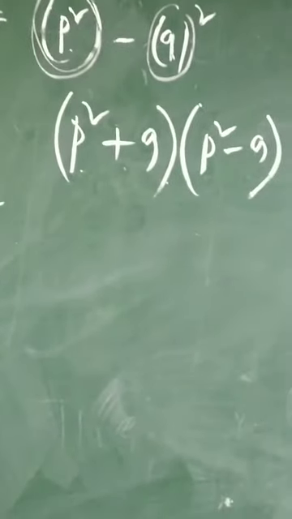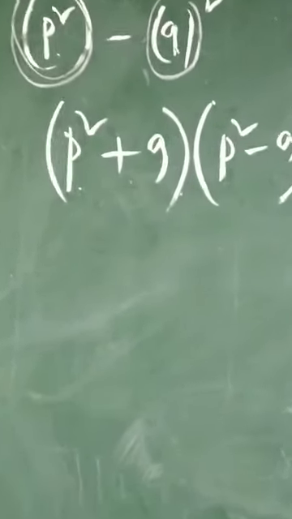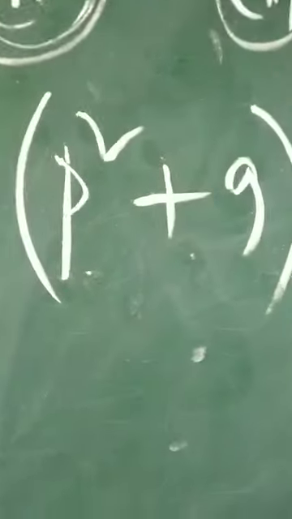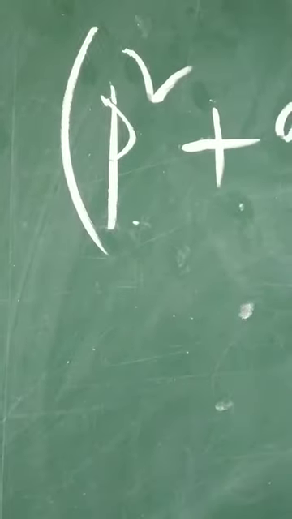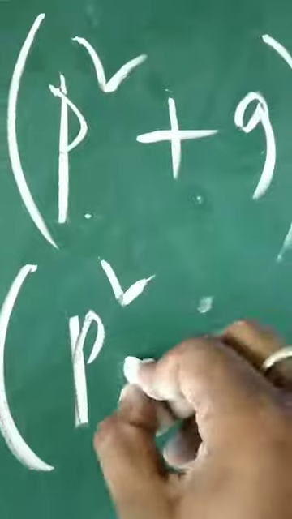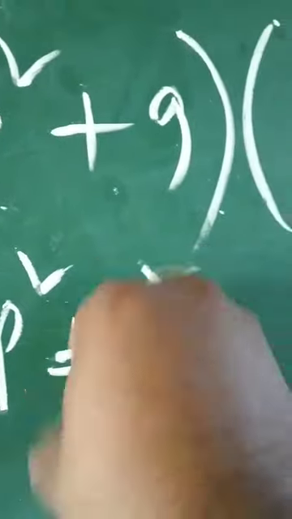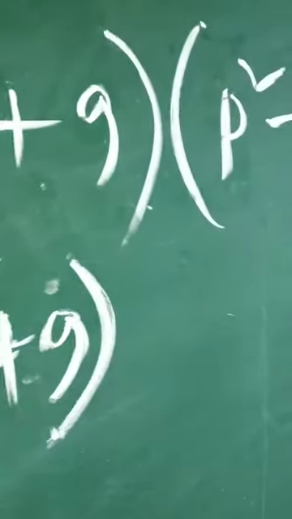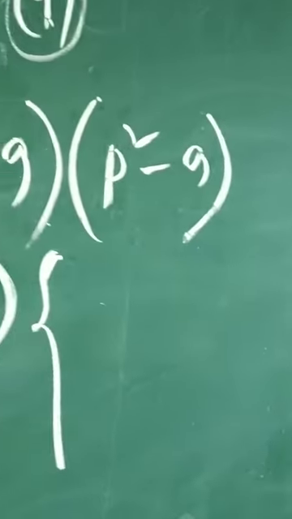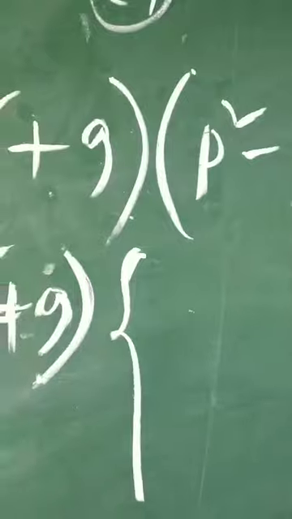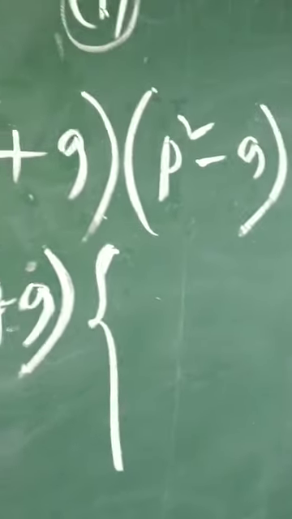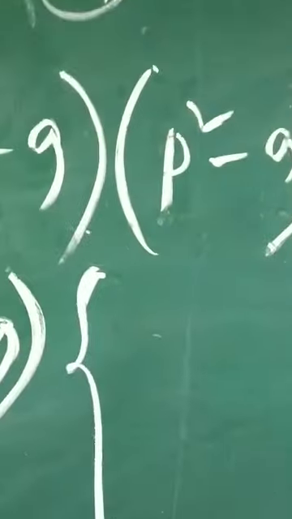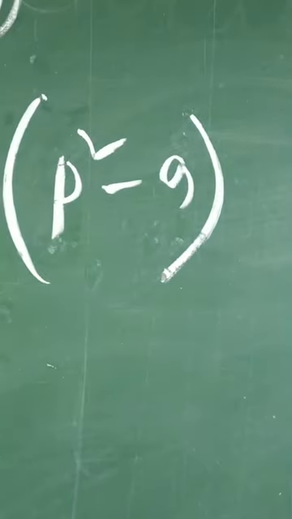This is not our answer. It can be factorized further. Let us check it out. P square plus 9 cannot be factorized further using any identity. It will remain as it is, p square plus 9. And p square minus 9 can be factorized in the form of a square minus b square once again. P square minus 9 can again be factorized using the a square minus b square identity.